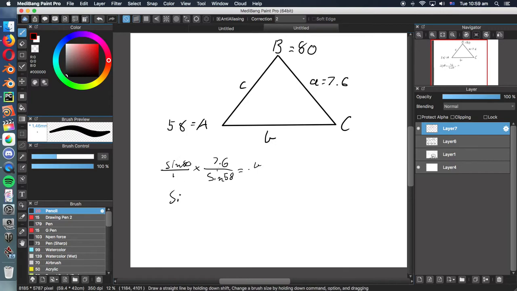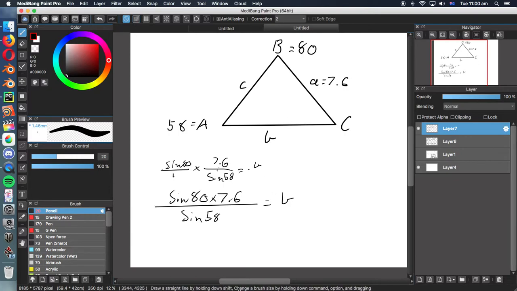So we won't really do anything. We won't really try to get this big. Undo, shift. Oh, come on. There we go. Pretty lines, because we want to be neat. So sine 80 times 7.6 and 1 times sine 58 is simply sine 58, because 1 times anything is just that product, I guess. And all that, and this fraction equals b.